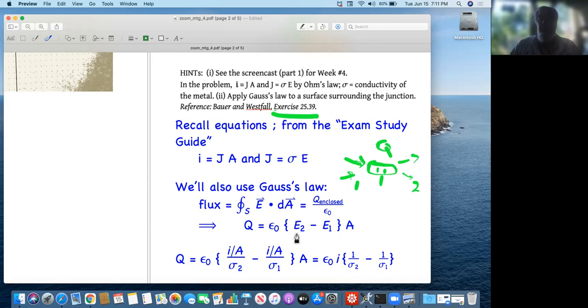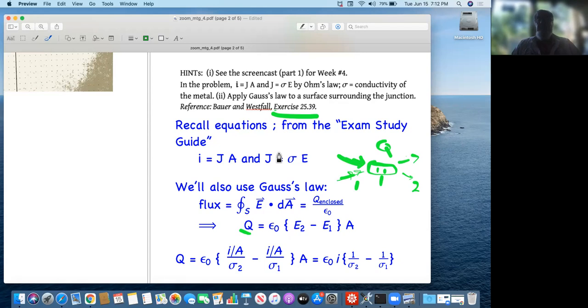Now, as for the other side, the flux will be minus E1 times A. It's again the electric field, which on this side is E1, times the area. But in this case, it's negative because the electric field will be pointing into the surface, and we're calculating the flux out of the surface. So that'll be negative E1A. And here's the equation for Q. So that's the solution to the problem.